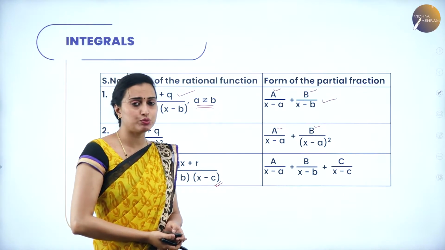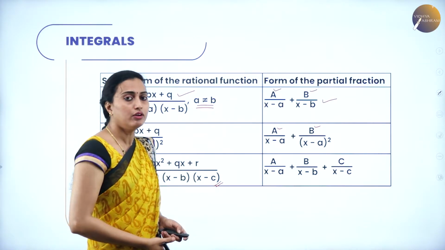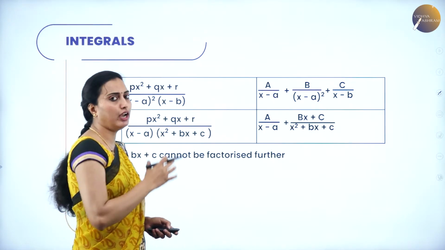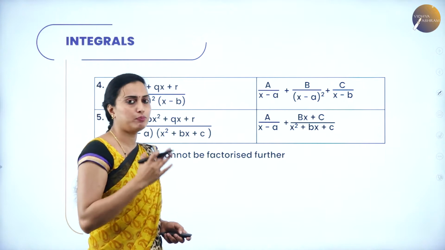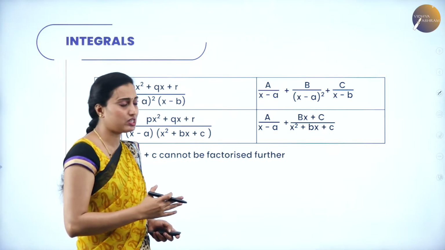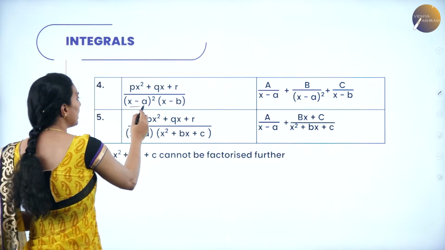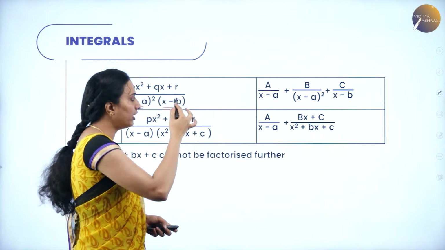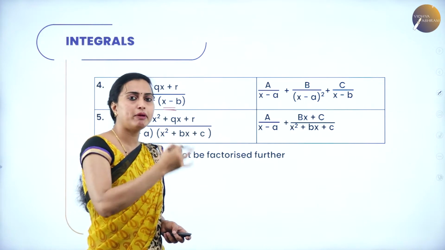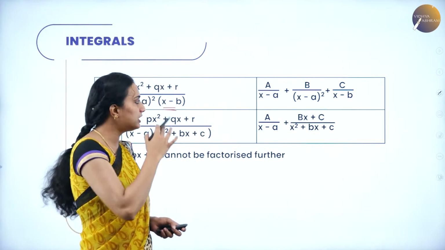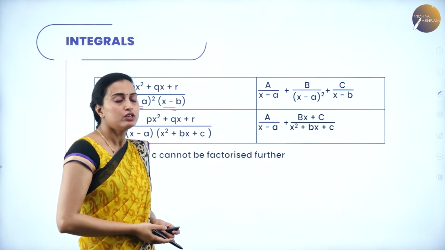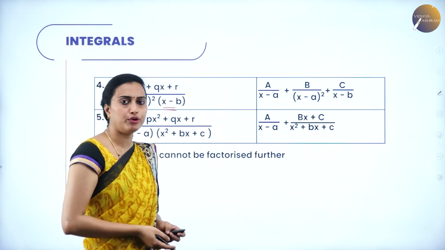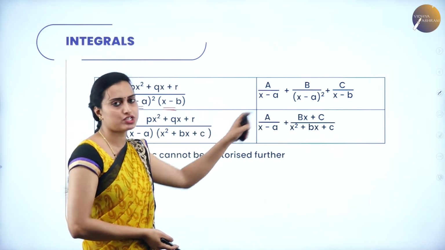I hope you got this one. Please do remember all this. We'll move on to the next type. If the numerator is of the form px squared plus qx plus r, a quadratic, and the denominator is x minus a whole squared into x minus b, then you write A divided by x minus a plus B divided by x minus a whole squared plus C divided by x minus b. Here also the denominator is cubic, so you introduce 3 constants and write the partial fraction like that.